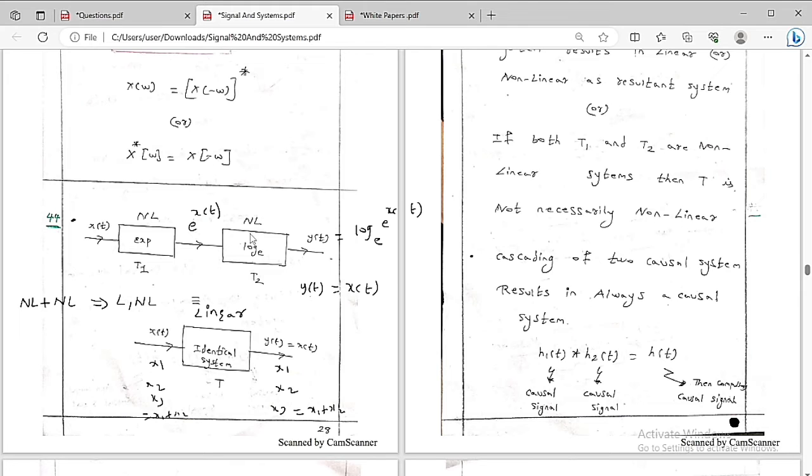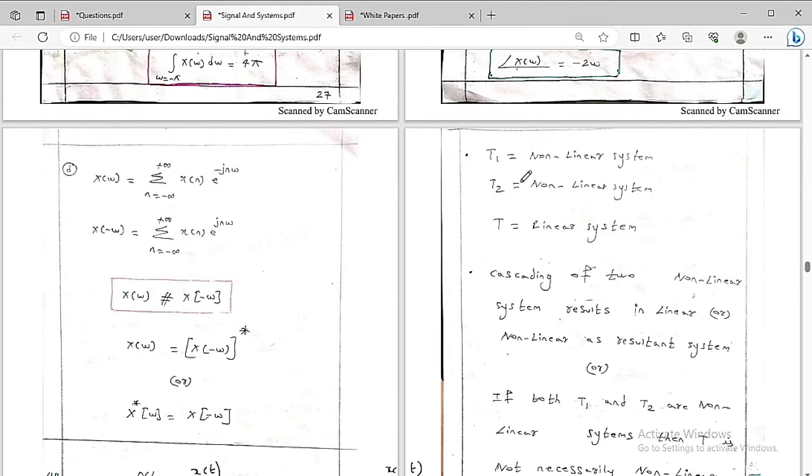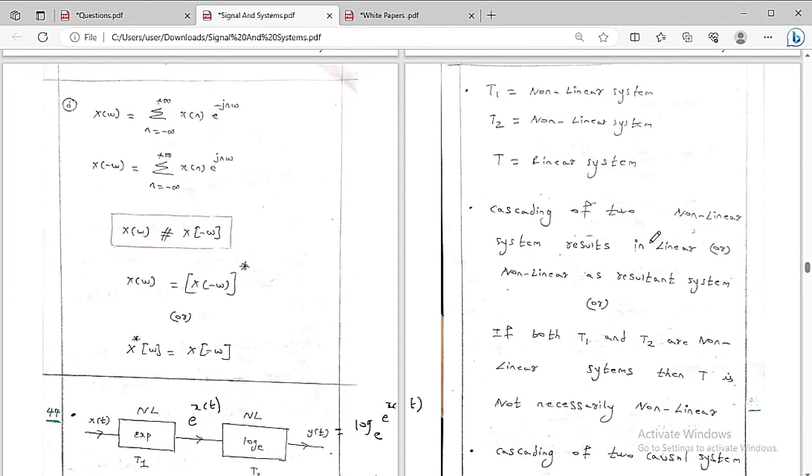Okay? So here we are saying that T1 is a non-linear system, T2 is a non-linear system, but T, in this case, is a linear system. So cascading of two non-linear systems results in a linear or non-linear system as the resultant. I already told you, whenever you cascade two non-linear systems, the resultant system can be either a linear system or a non-linear system. If both T1 and T2 are non-linear systems, then T is not necessarily non-linear.